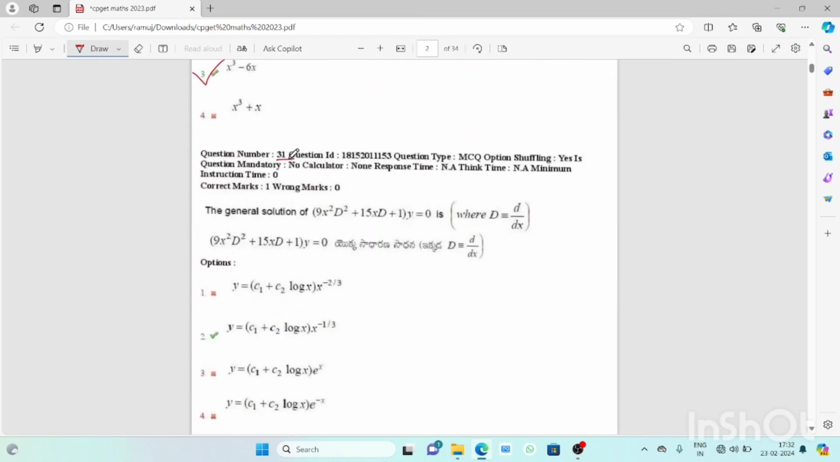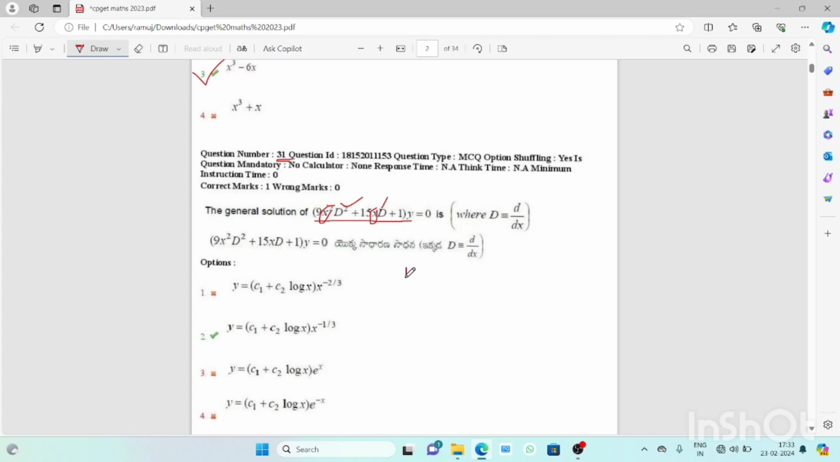The 31st question is the general solution of (9x square D square plus 15xD plus 1) y is equal to 0. So he is asking the general solution of this differential equation. I already told you in my previous lectures, whenever x square and x are there in front of the D's, this is the Cauchy-Euler form. So we have to apply the Cauchy-Euler method.